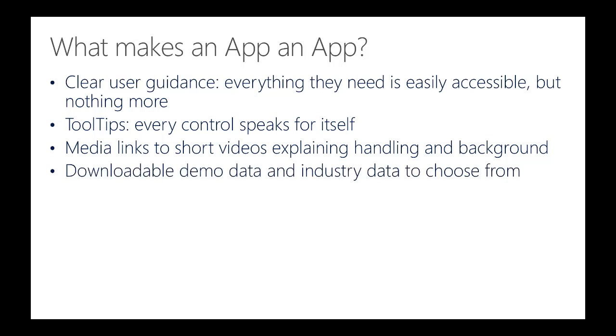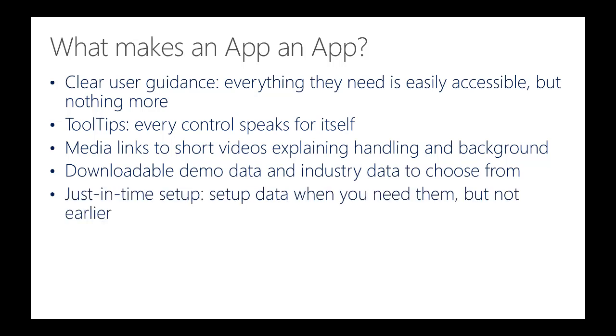Downloadable demo data and industry data to choose from. So if you provide address verification, for instance, provide a download for all the postcodes for the user to choose from so that they don't have to set that up. It should already be part of the app when you start using it. And if it's not already in there, there should be an easy way to download data like that.